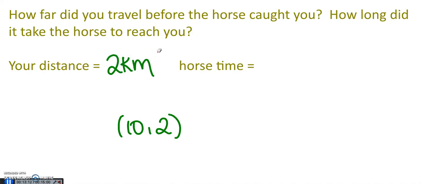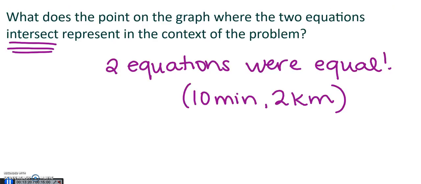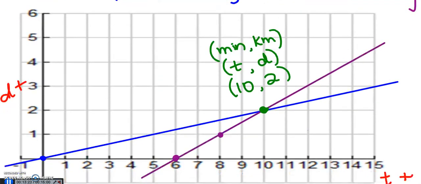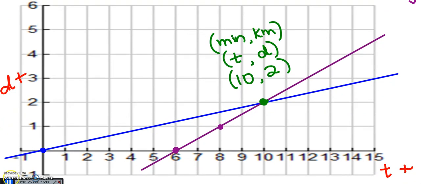But I want you to pause and think and look back at your graph and see if you can figure out how long the horse was running before it caught you. So go back to your graph if you need to, and think for a second about how long was that horse running. Go ahead and pause your video and think about it.